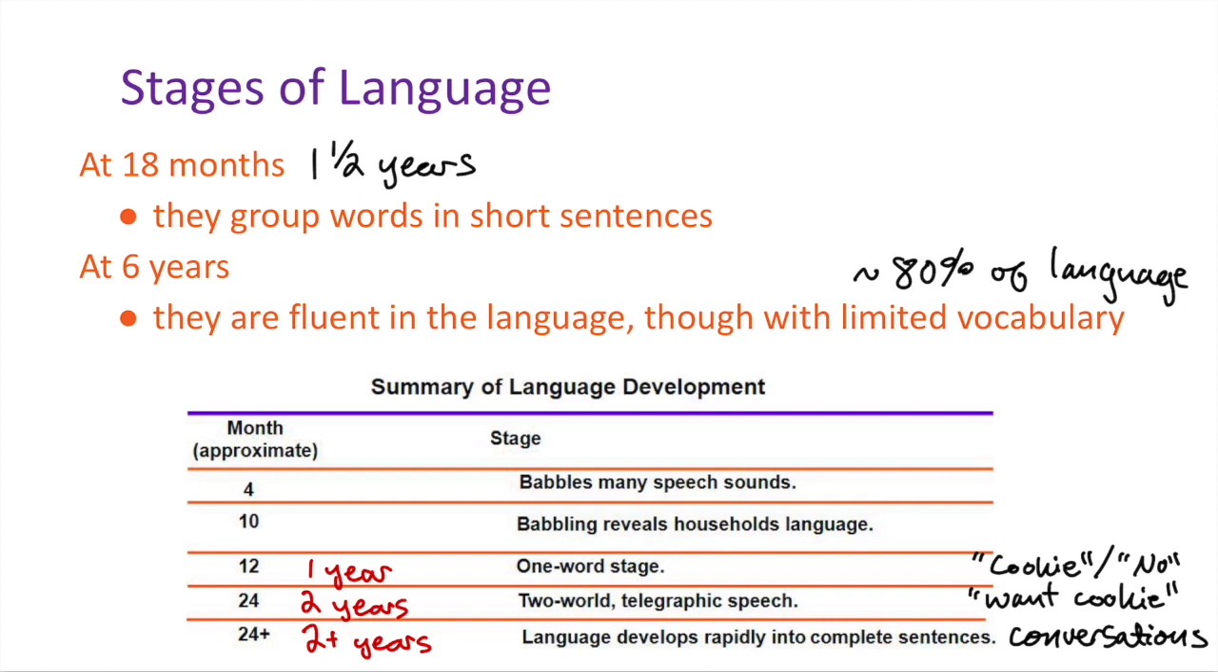By 6 years old, they're fluent in the language. They know about 80% of it. That doesn't mean that they know how to use semicolons necessarily, but they know enough to master 80% of the language, and that's considered fluency.